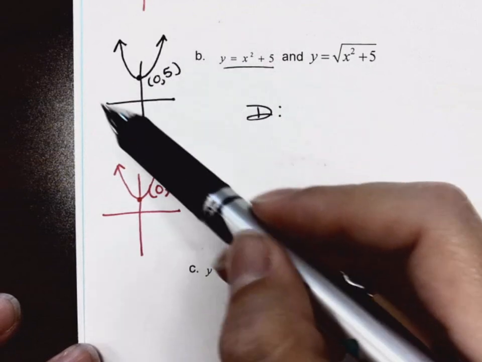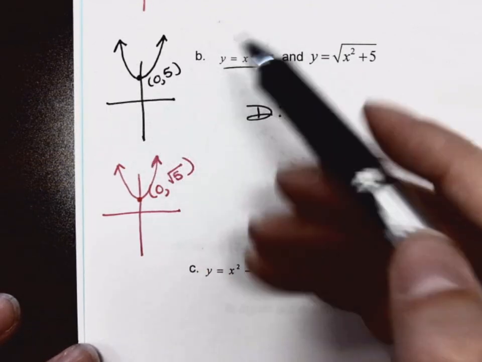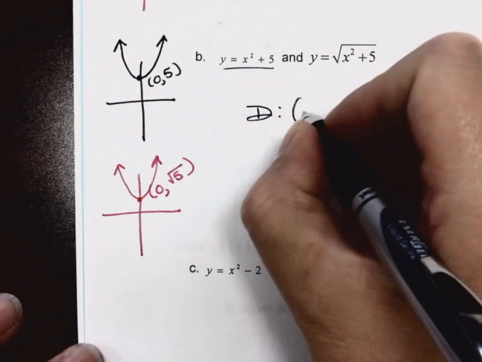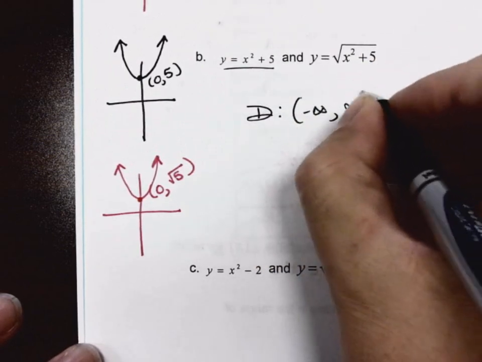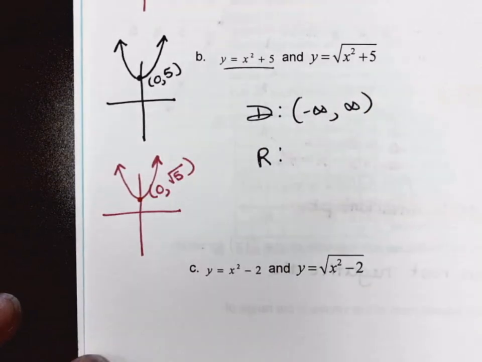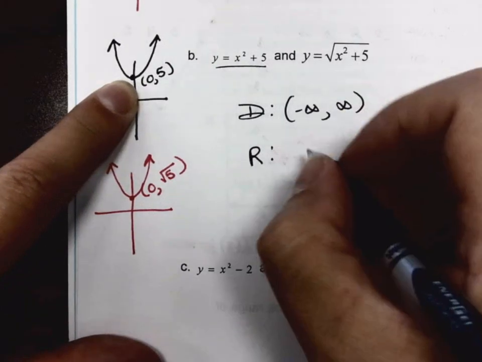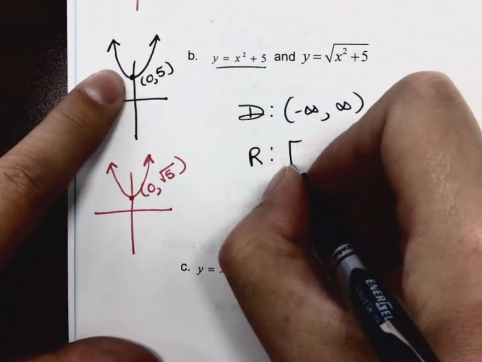It looks like a parabola, but... So this one here, the domain is going to be negative infinity to positive infinity, and the range is going to be for the black graph.